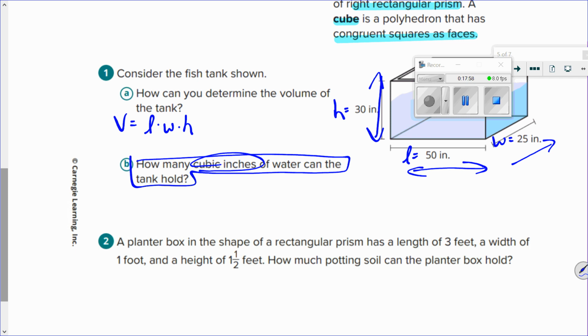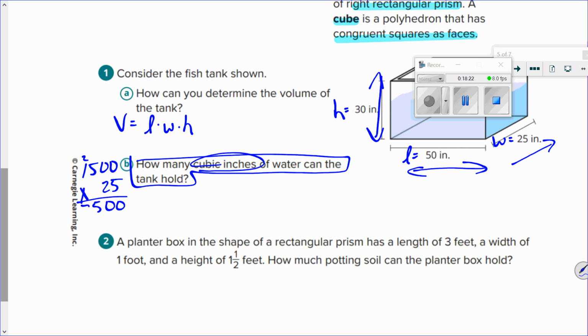30 times 50, and we do those first because that makes it easy. 1,500 times 25 gives me... 30 times 50. What's 3 times 5? 1,000. What's 3 times 5? With 2 zeros. 1,500. 5 times 5 is 25.